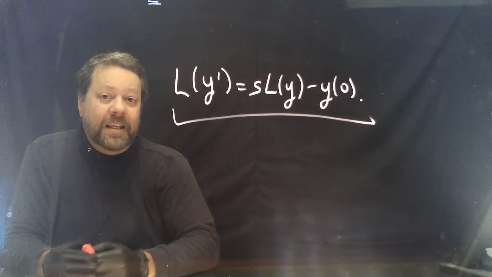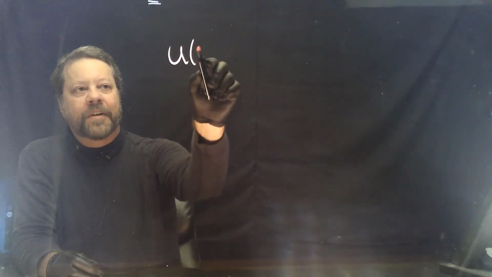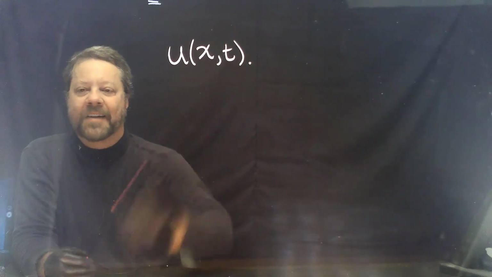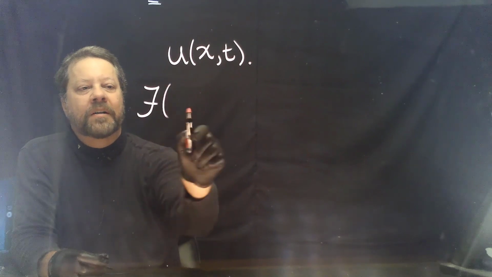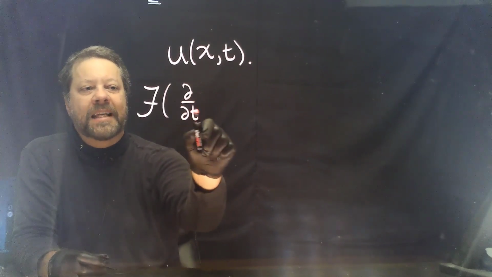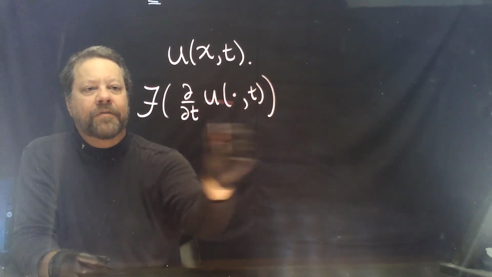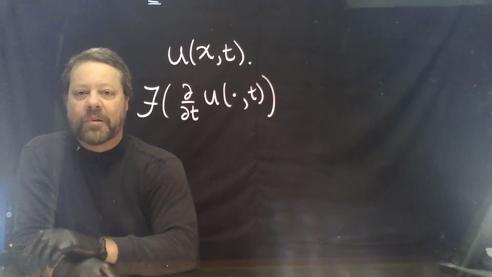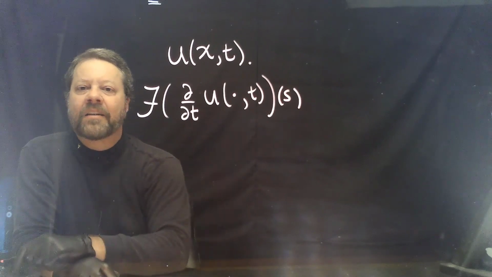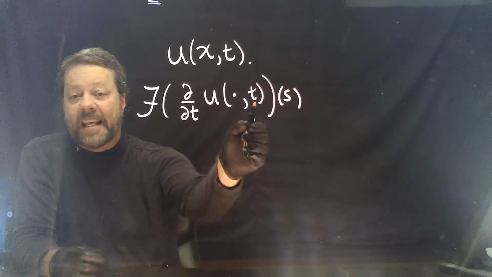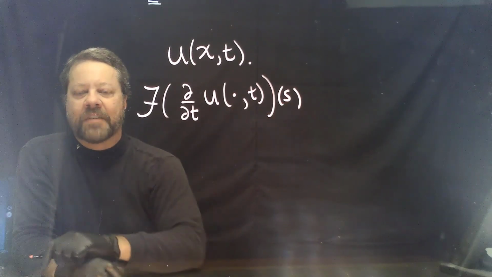The properties for the Fourier transform should be very similar. We'll begin by supposing that we have a function of two variables, x and t. And we'll look at the Fourier transform of the partial derivative with respect to t of u. We're going to assume that we're calculating the Fourier transform on the x variable, so I'll put a dot here. So in the end, what we get is a function of t, which is not involved in this Fourier transform, and s, which replaces the variable x.